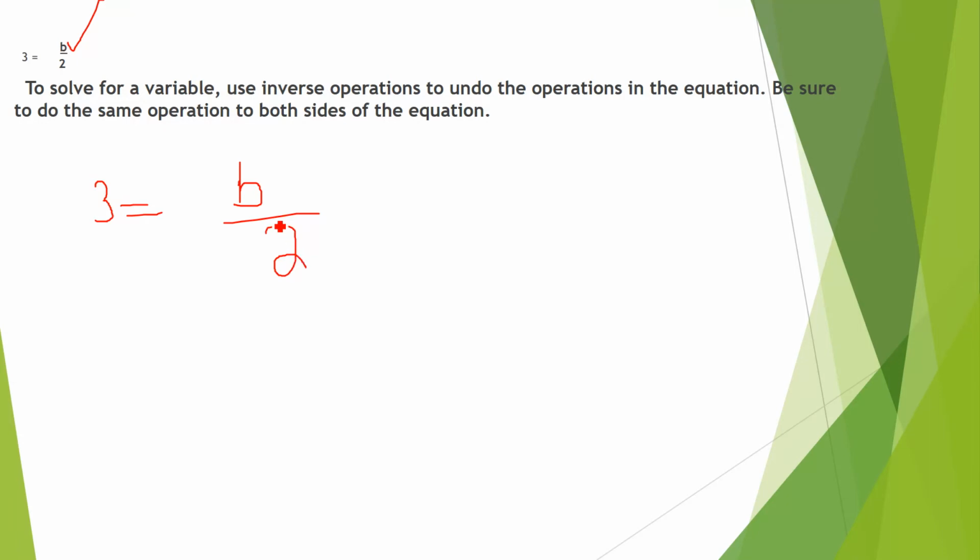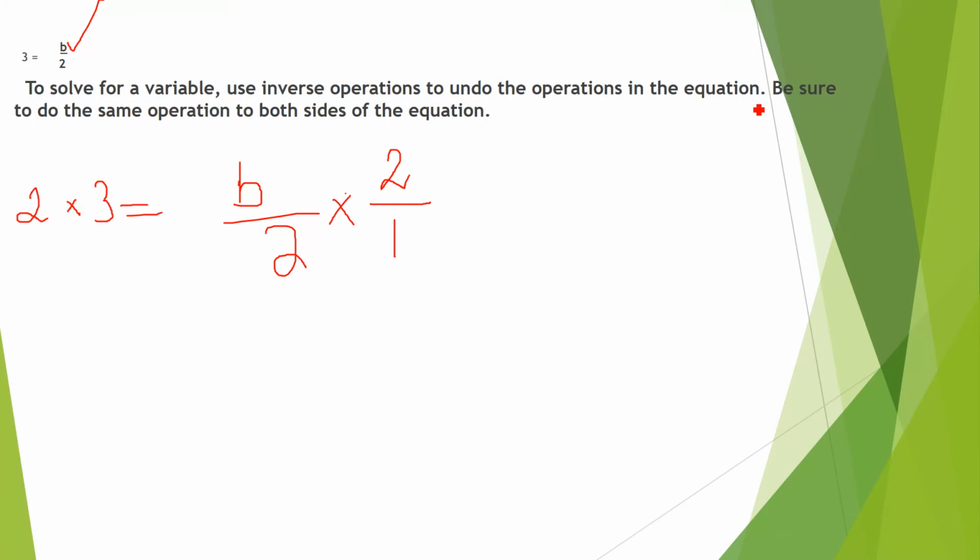And what is the inverse of division? The inverse of division is multiplication. So you have to multiply your right hand side by 2. Keep in mind that you have to write the 2 in the numerator, not in the denominator, because this division is already in the denominator, divided by 1. And the same operation we did here, multiplication by 2 on the right hand side, we will do on the left hand side.